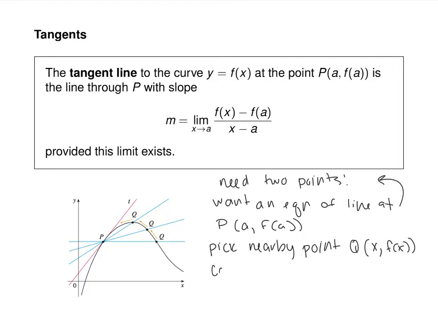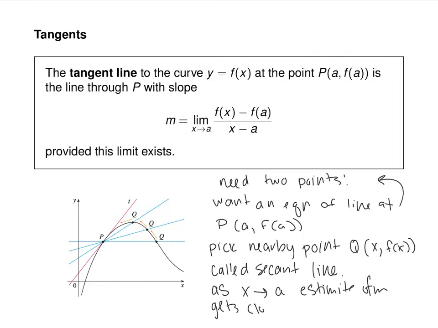And this is called a secant line. And as x goes to A, your estimate of m gets closer to the tangent line slope.